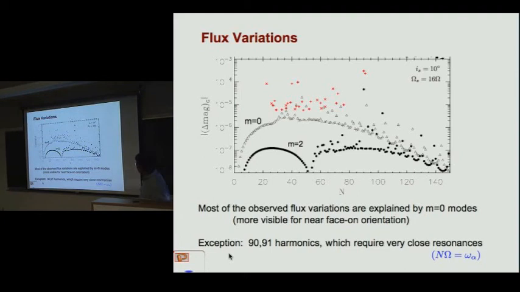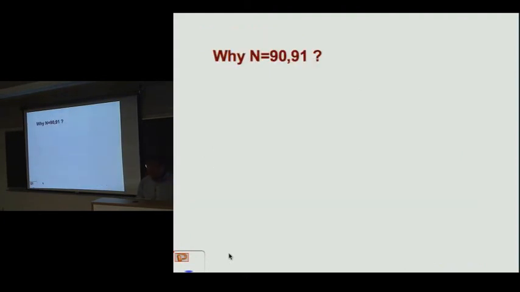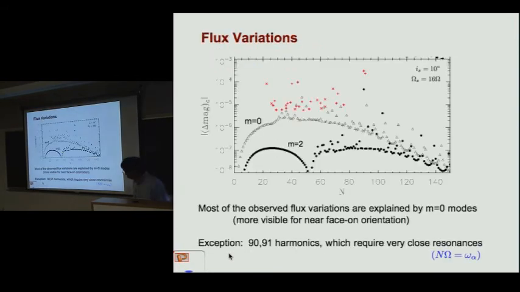What is this? So then the question is, what's so special about 90 and 91? Why is it that there are many other modes, and you don't see anything here? You only see this, the highest is 90. What's so special about it? At least for us, that's the main interesting thing about this.